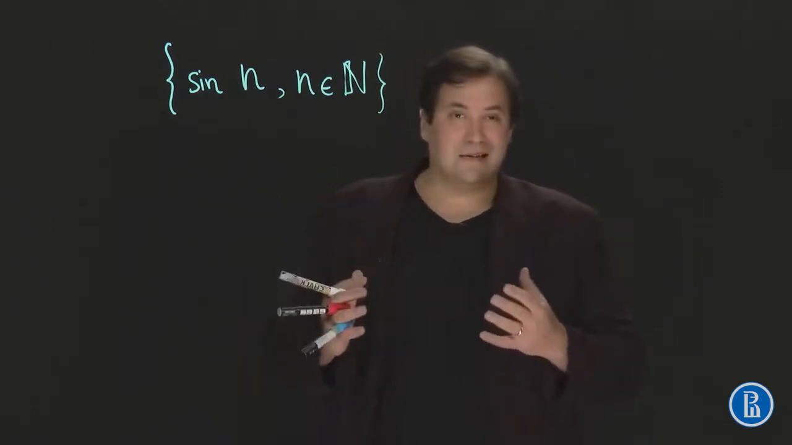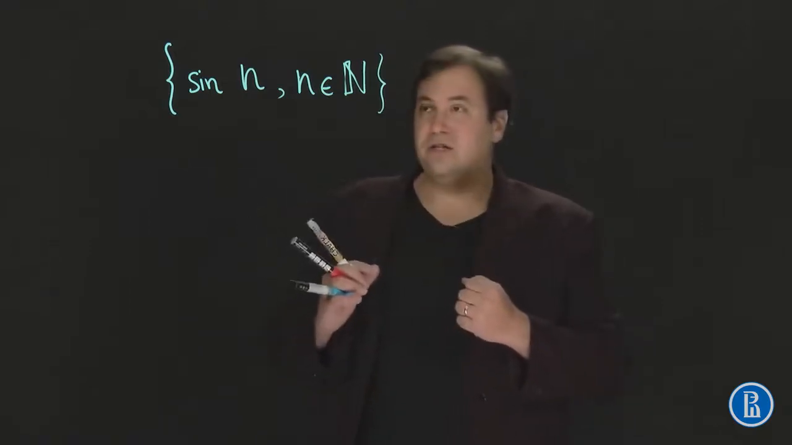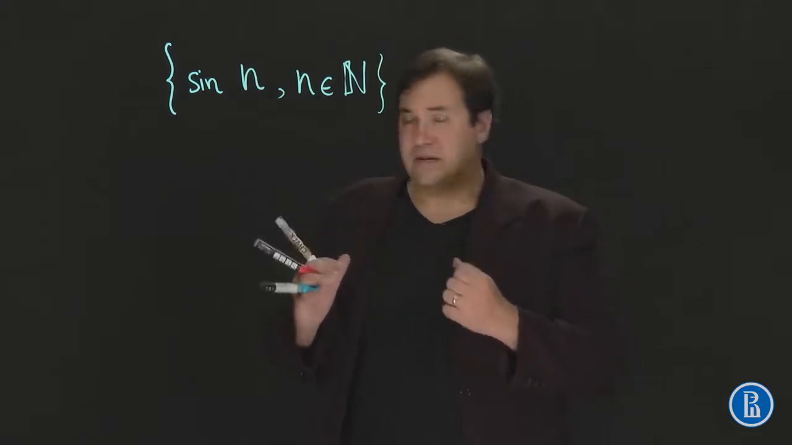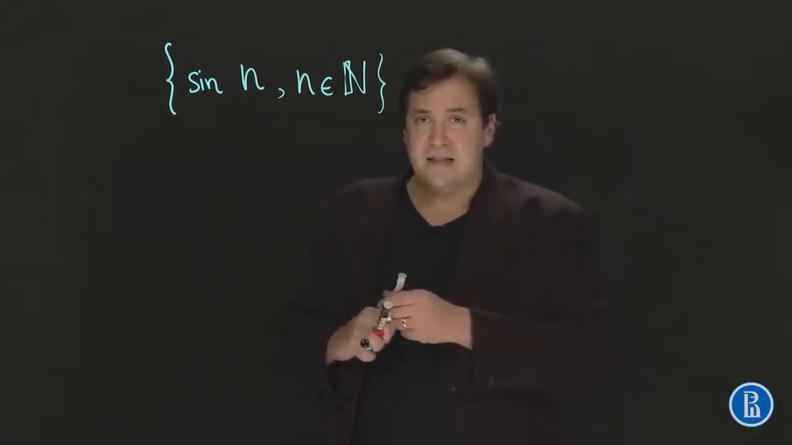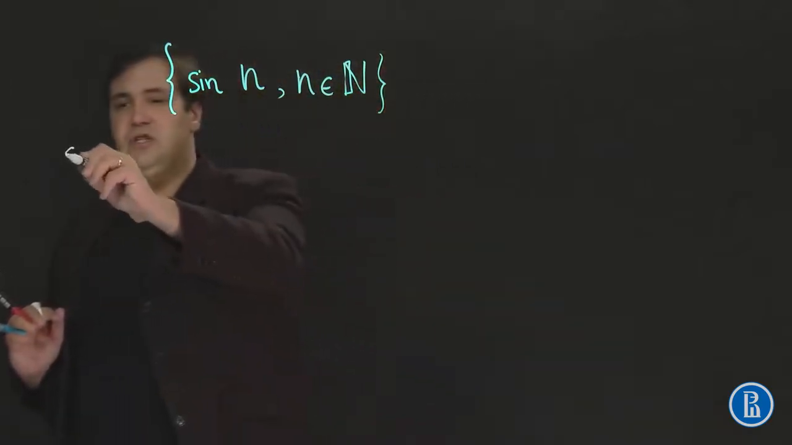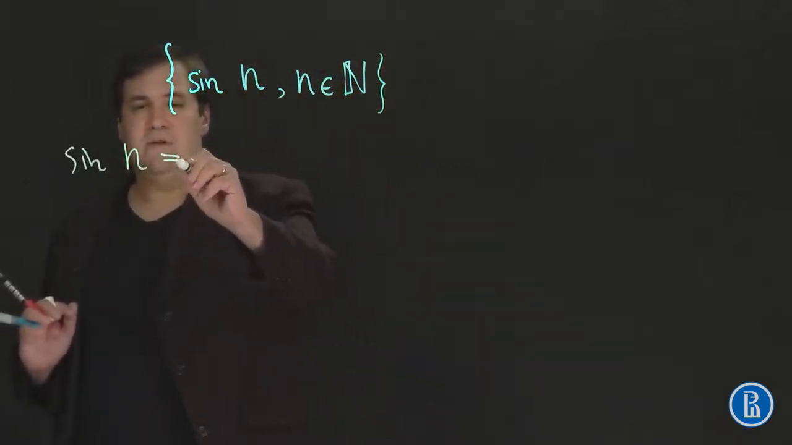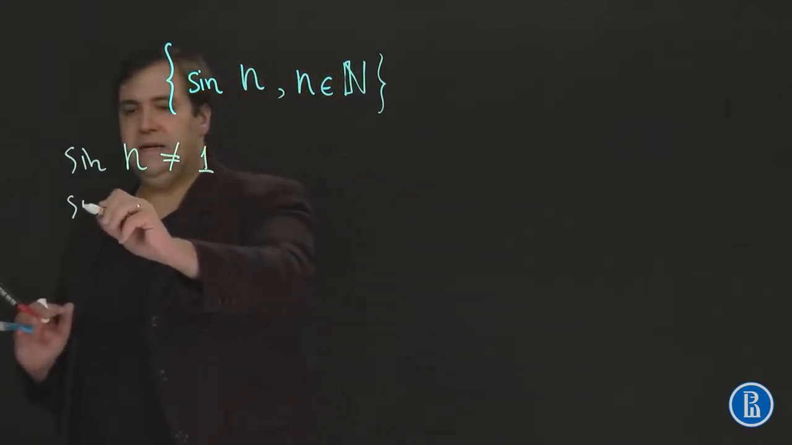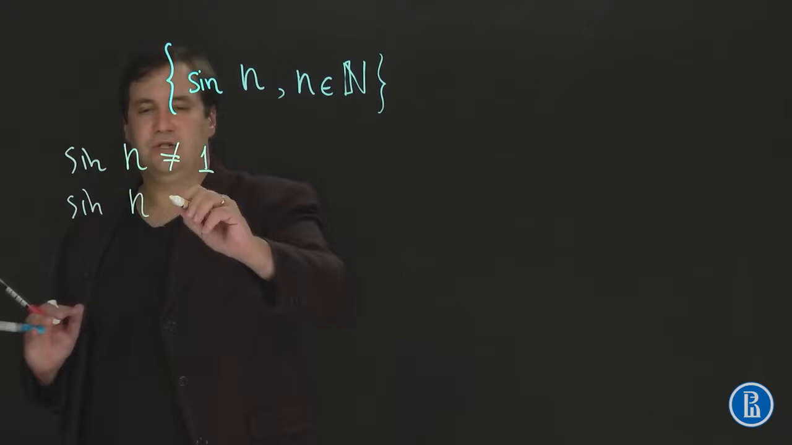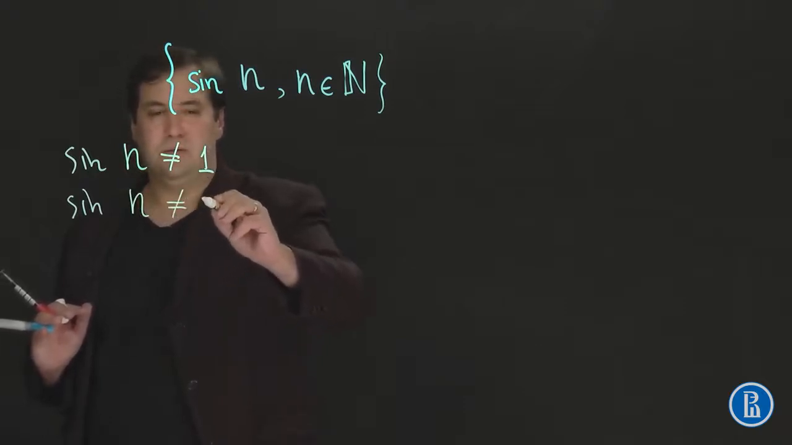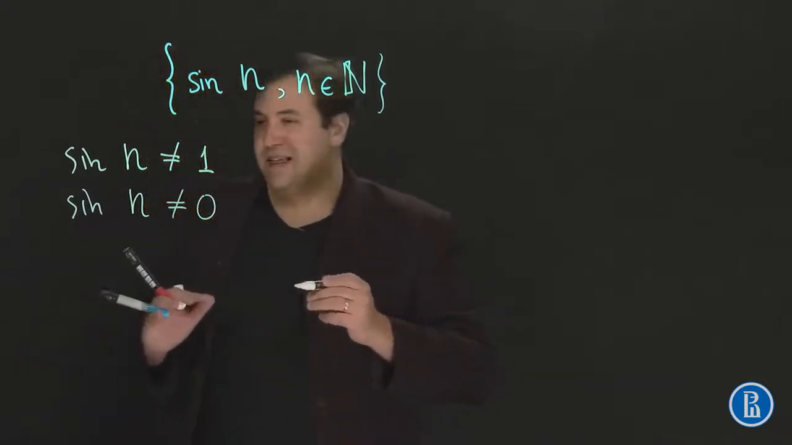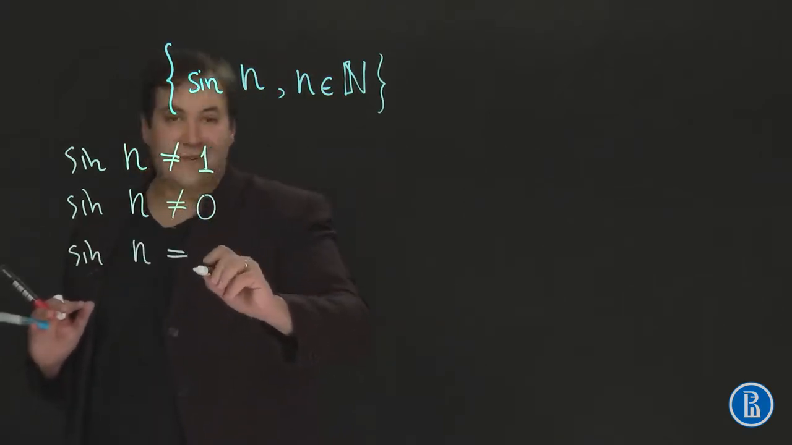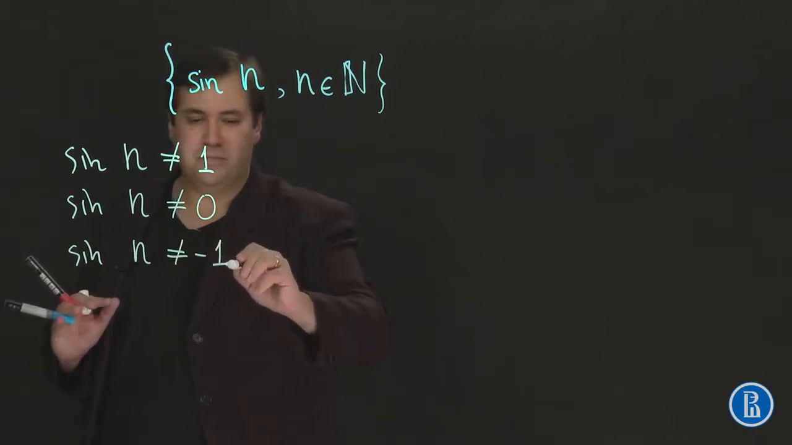Here you see a set of values of the sine function on positive integers. What can we say about these values? Well, for instance, we understand that sine of a positive integer will never be equal to 1. We understand that the sine function of a positive integer will never be equal to 0. We understand that the sine function of a positive integer will never be equal to -1.